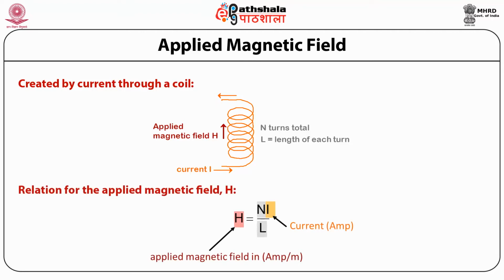Now the relation for the applied magnetic field H is given as H equals N i by L, where L corresponds to the length of each turn. Here the phenomena of current and magnetic field can be reversible. So we can apply a magnetic field and there is an induced current, or if there is a current in a coil, there is an induced magnetic field.